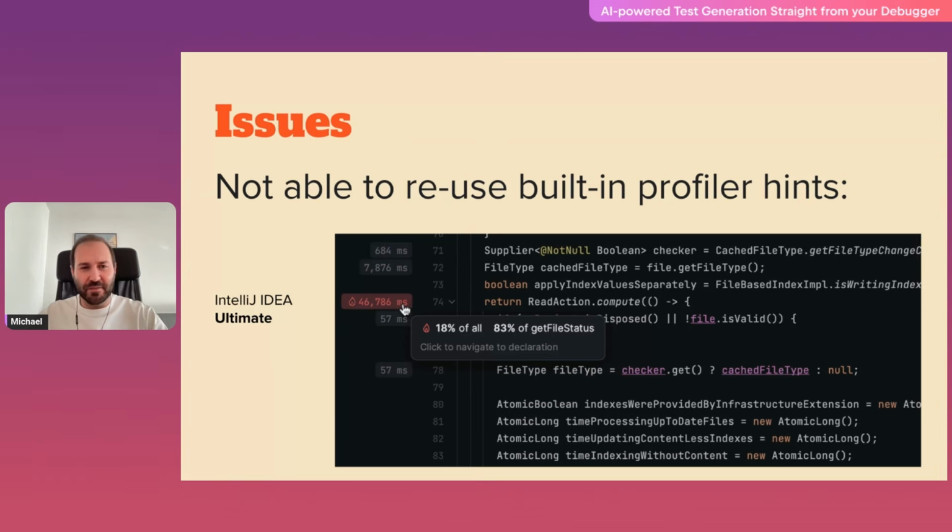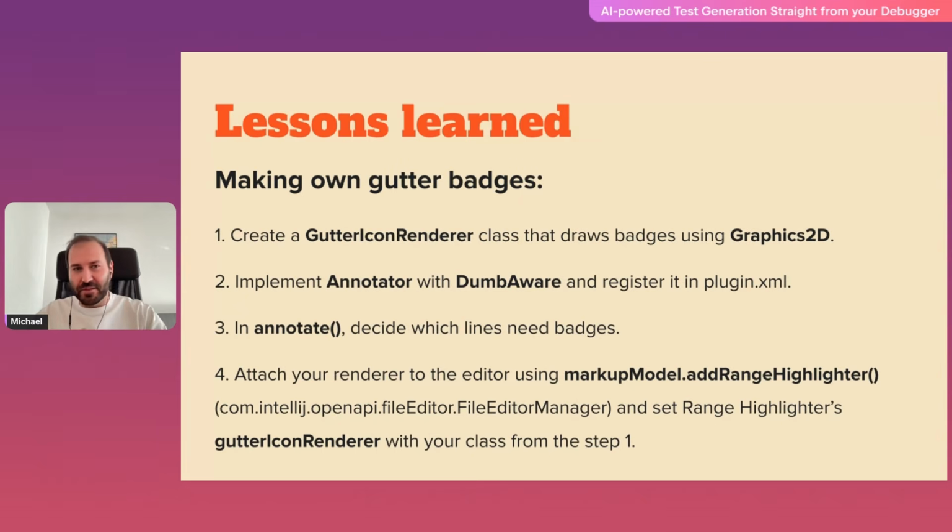And that was, I think, the trickiest part of all the vibe coding part. I think the built-in one is done much better in comparison to my badges, because you can see a lot of valuable information, and my version was very simple, but I wanted to start simple. So making my own badges wasn't that easy. I had to create my own renderer for the icon and use the Graphics2D library to draw these badges.